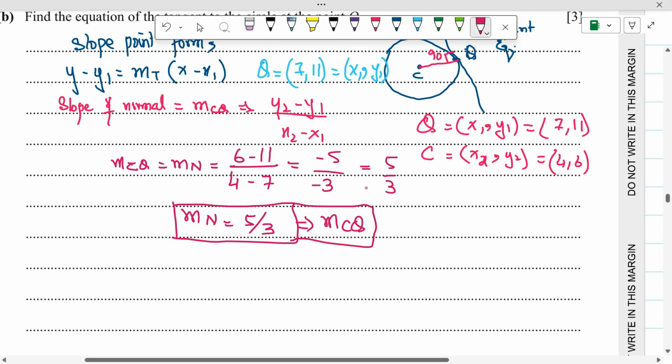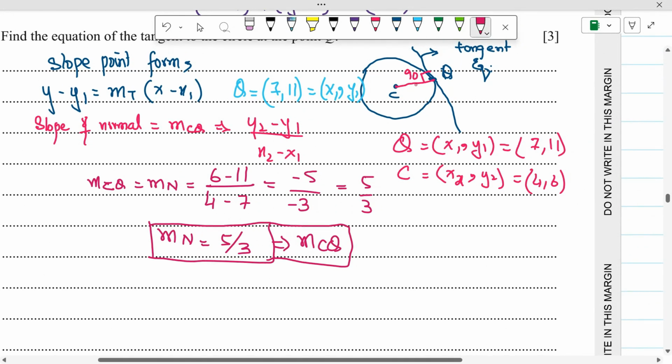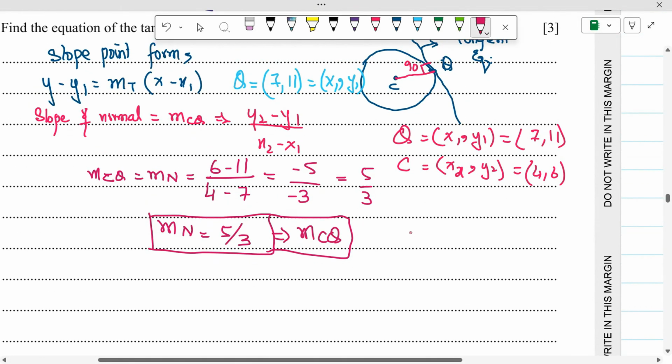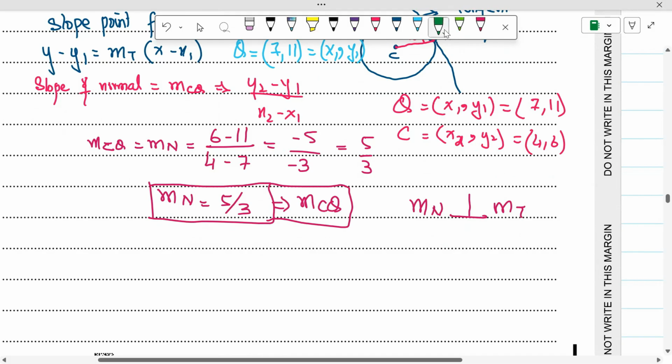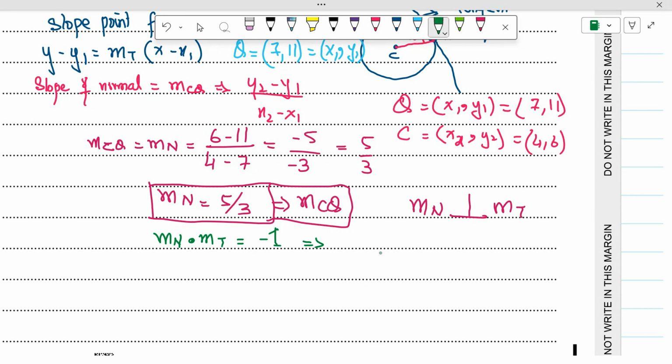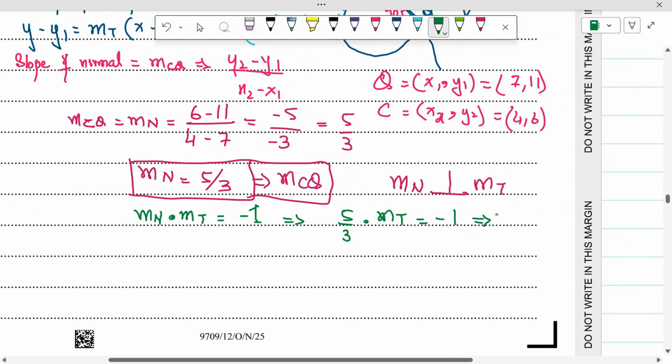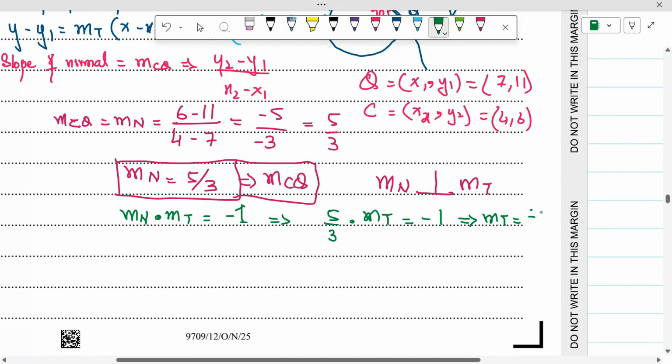Okay. And we know that the slope of the normal, which is the slope of CQ, is perpendicular to the slope of the tangent. So these two lines are perpendicular to each other. We can say that the slope of the normal is perpendicular, this is the symbol of perpendicular, to the slope of the tangent. When two lines are perpendicular to each other, the product of their slopes is -1. So slope of normal times slope of tangent is equal to -1, and we know that the slope of the normal is 5 over 3. So 5 over 3 times the slope of the tangent is equal to -1, and so the slope of the tangent is equal to -3 over 5.